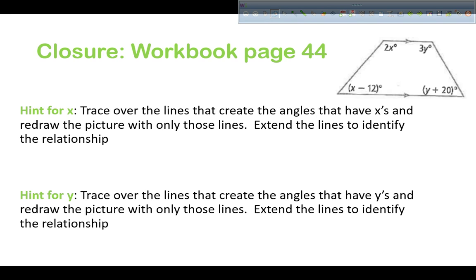Now I've got a hint for you. To solve for x, you need to only trace over the lines that make the x angles. Leave the y angles behind. Solve for x. To solve for y, trace over only the angles that make y and solve for y. You can't solve for x and y at the same time. You've got to solve for x separately, y separately.